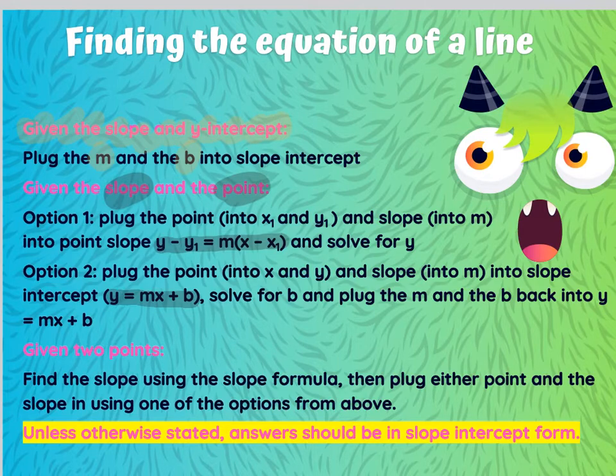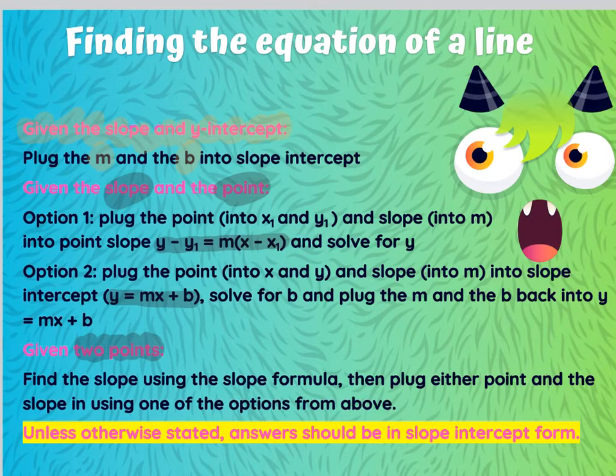And then the last one is if you're given 2 points. So if you're given 2 points, then we first have to find the slope because we didn't get it, using y2 minus y1 over x2 minus x1, and then do either option 1 or 2 with that slope and either point. So you could pick either point that's given.